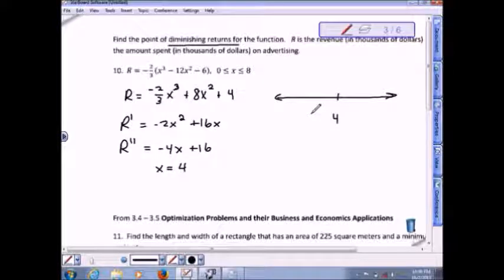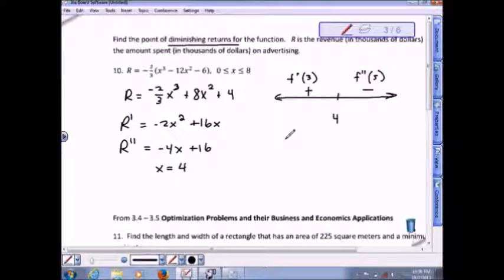So in the second derivative, we can test a 3 and we can test 5. So plugging a 3 into the second derivative here, negative 4 times 3 is negative 12 plus 16, which is positive. And then 5: negative 4 times 5 is negative 20 plus 16, which is negative.